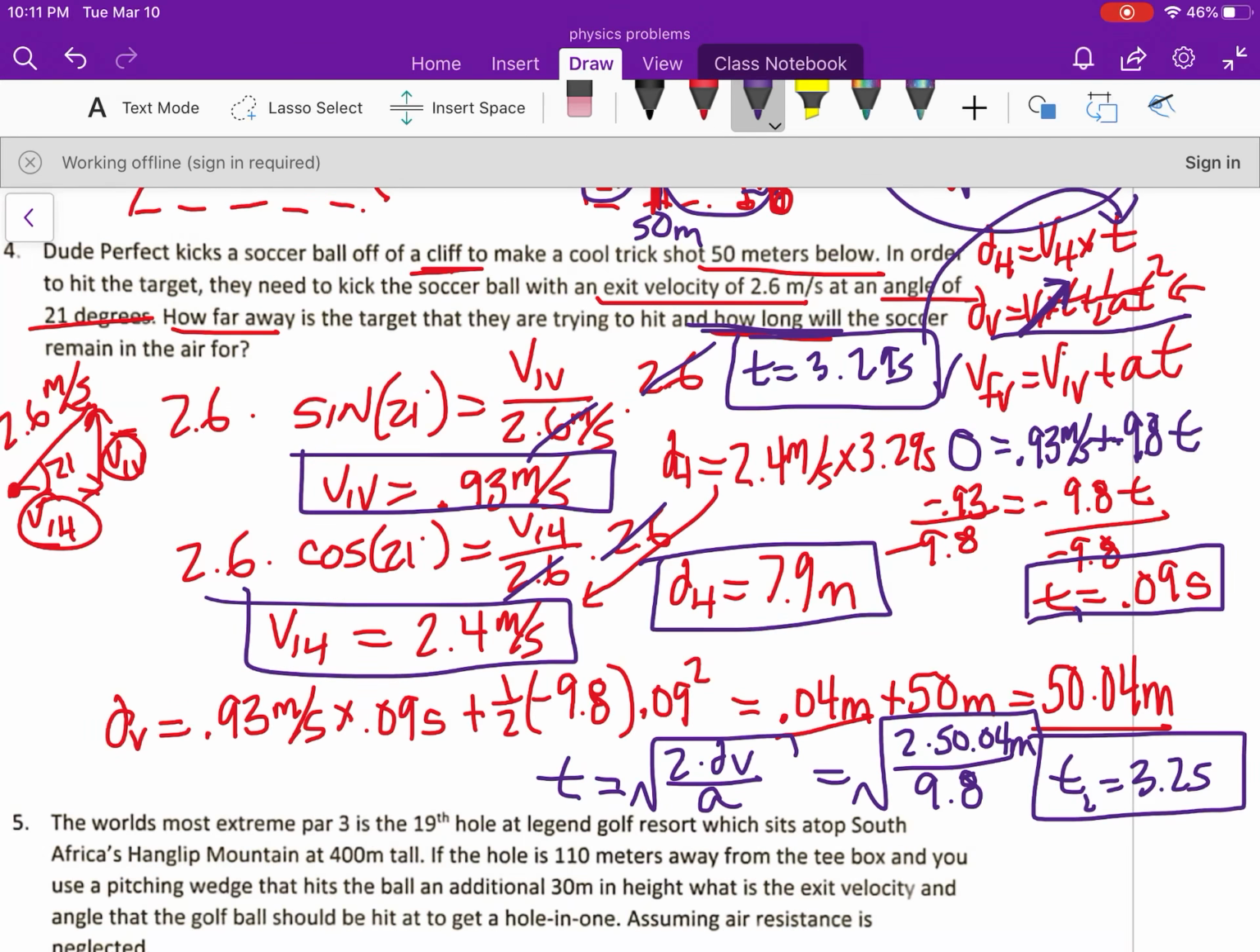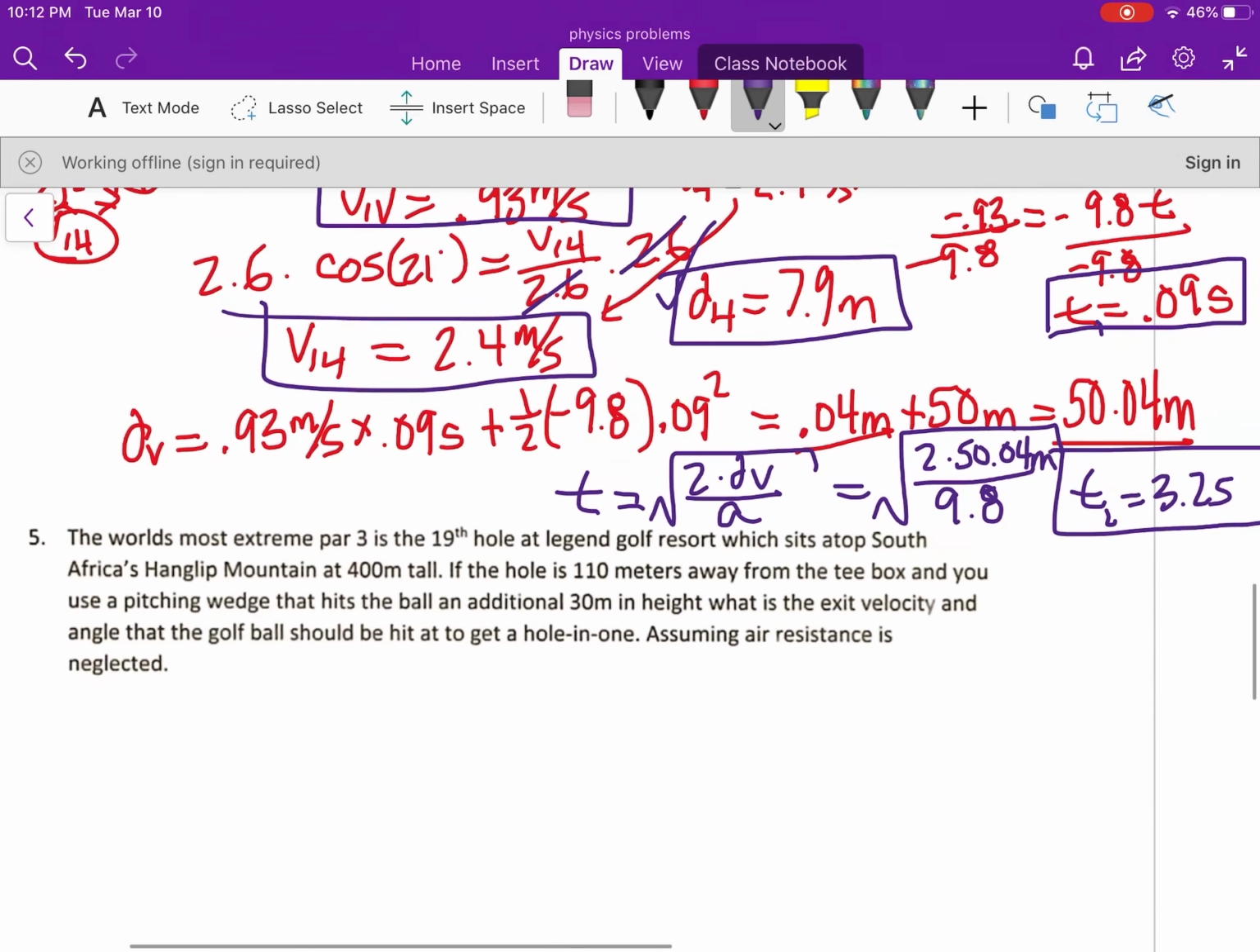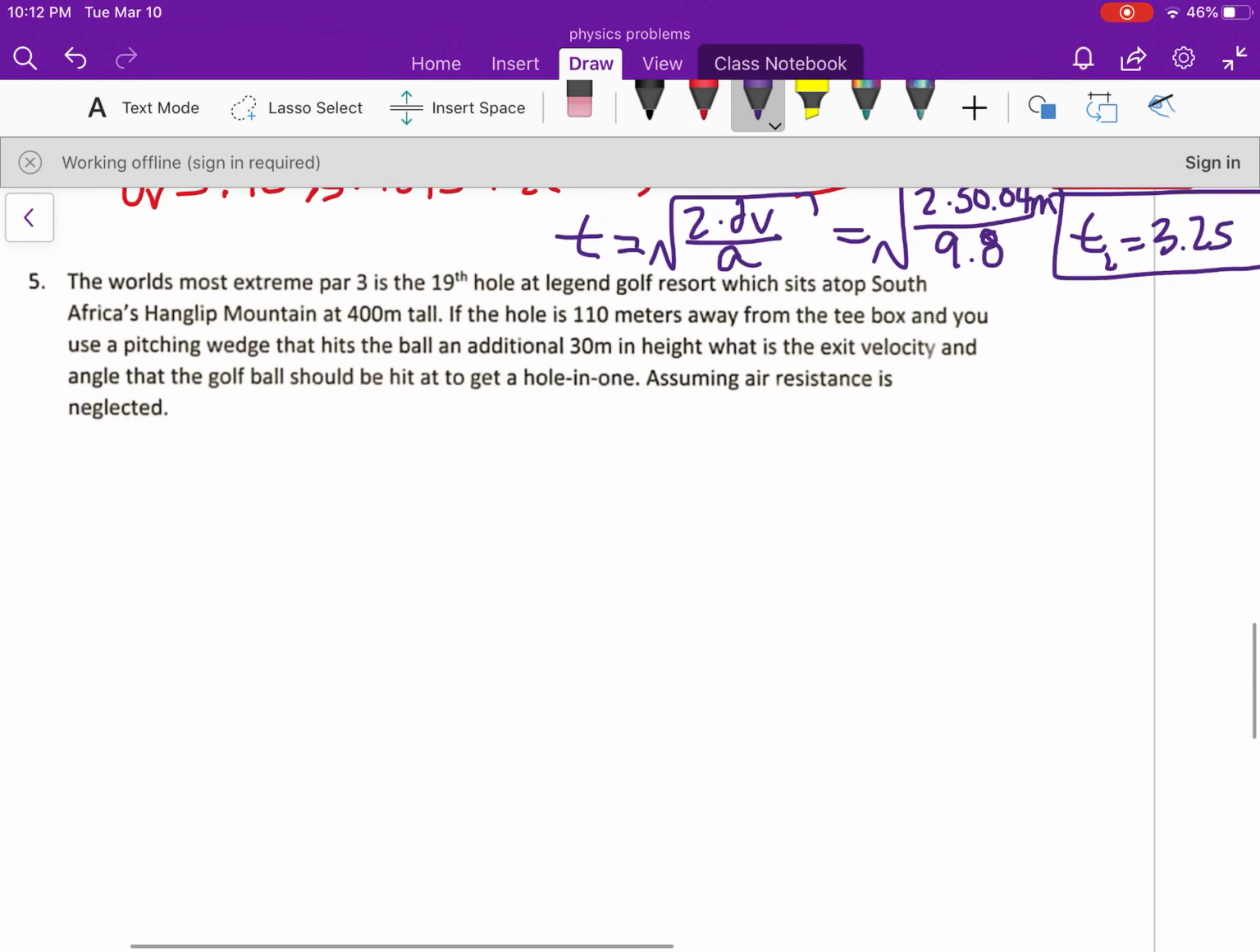Okay, so that's how far away Dude Perfect should put their target in order to make this cool trick shot. So a lot of math to get these two answers. Okay, hopefully you were able to follow along with that. I know this was kind of all over the place, but if you watch the video, you should hopefully be able to follow each step. Okay, we'll move on to this last one.